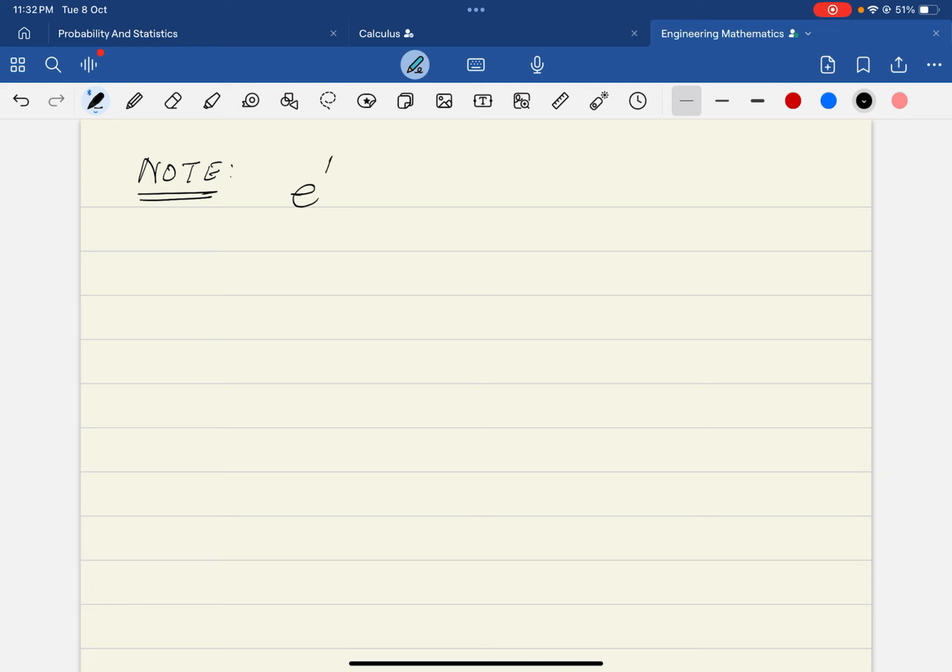What is e power ln of f of x? Always, e power ln of f of x is f of x. Remember this one. Suppose you have e power minus ln of f of x, then it is 1 over f of x.